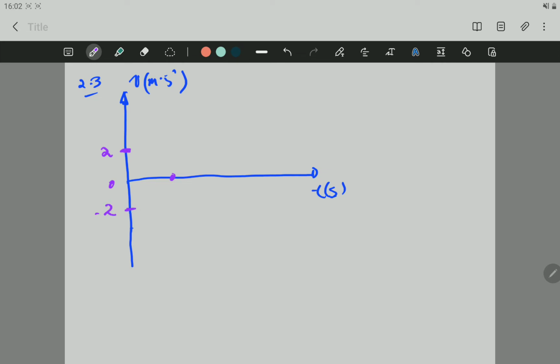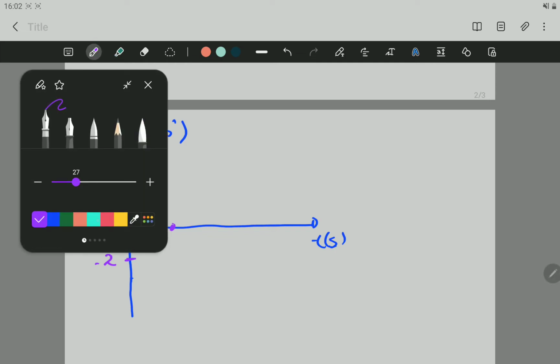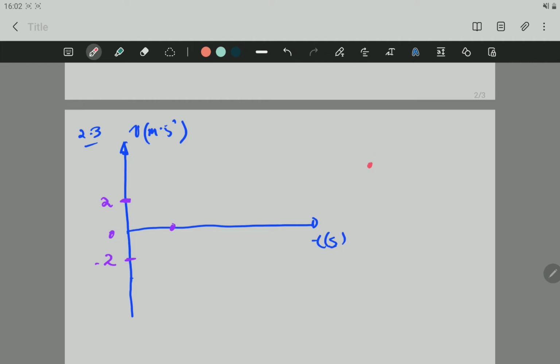It goes further down. Okay? Now we don't know how long the ball takes to reach the maximum height. Remember, just for you to know, the ball does this. It moves up and then it's going down to the ground.